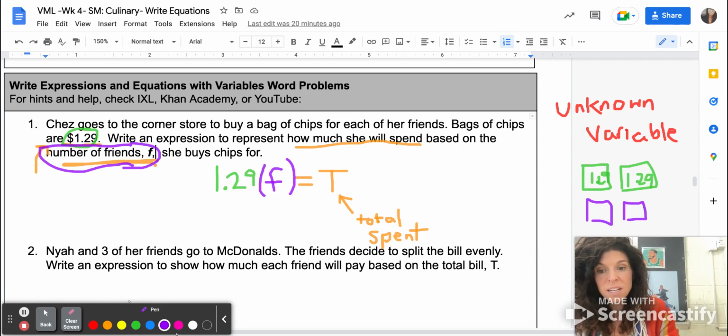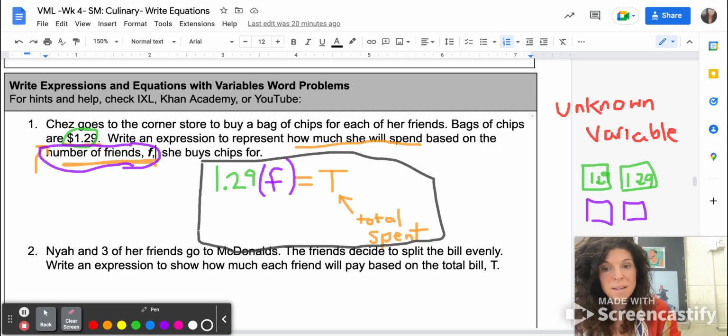That little bit right there tells us all those words we just read. That's what math is cool for. It makes all those words as simple as that, where F is the number of friends or number of bags of chips, because she's buying each one a bag, right? And the 1.29 is the cost per bag. And we're going to multiply those 2 things to find out how much she spends.